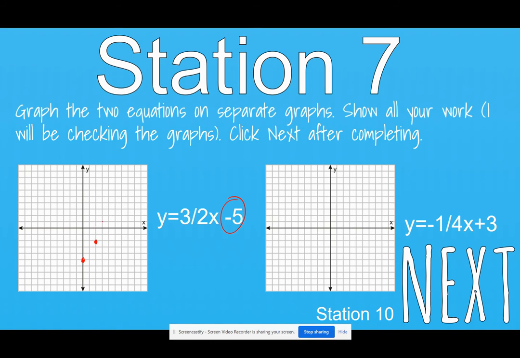Up 1, 2, 3, over 1, 2. Up 1, 2, 3, over 1, 2. And so on and so forth. But we also have to go down. 1, 2, 3, over 1, 2. And attach our line. Make sure you attach your line.